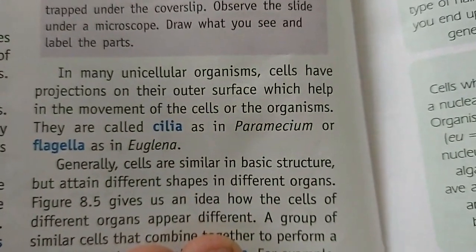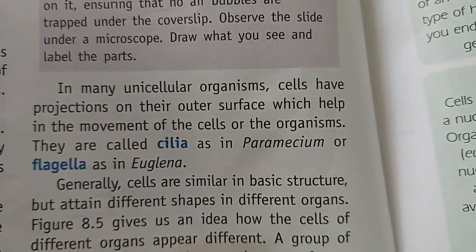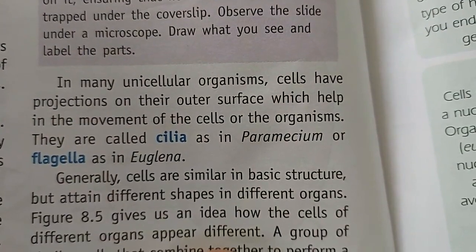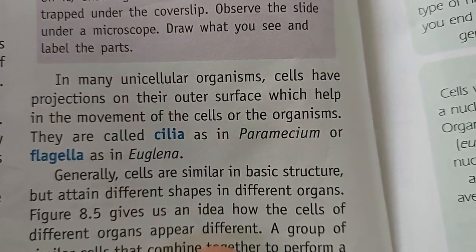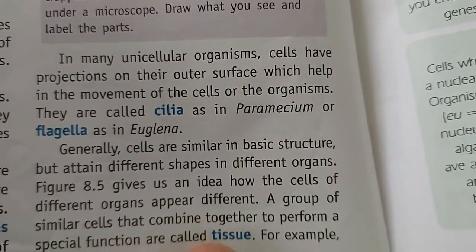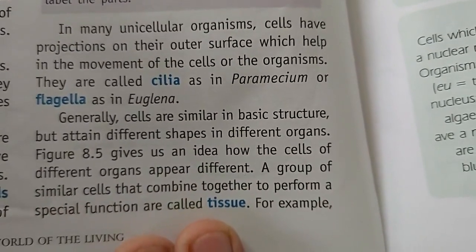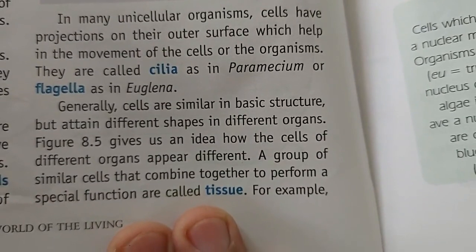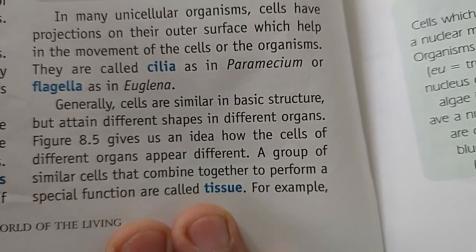In many unicellular organisms, cells have projections on their outer surface which help in the movement of the cells or the organism: cilia, as in Paramecium, or flagella, as in Euglena. Generally, cells are similar in basic structure but attain different shapes in different organs. This gives an idea how the cells of different organs appear different.